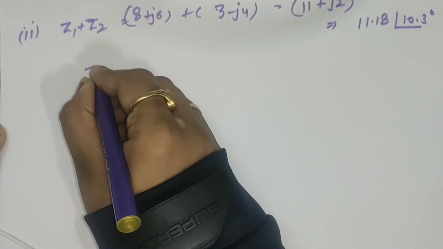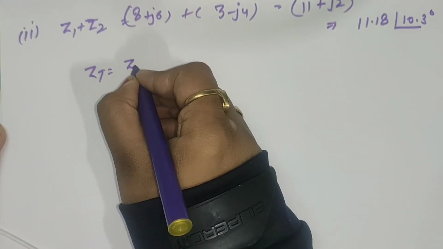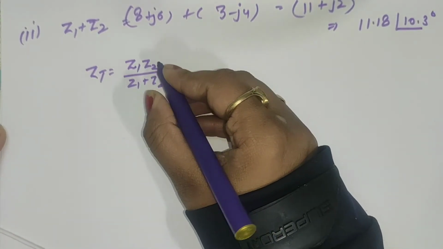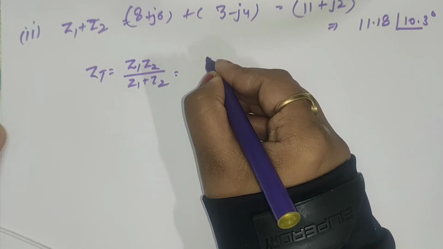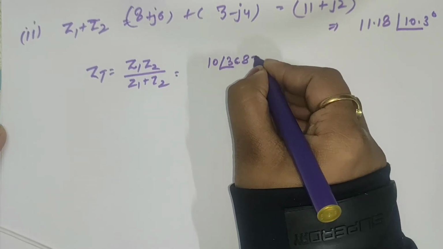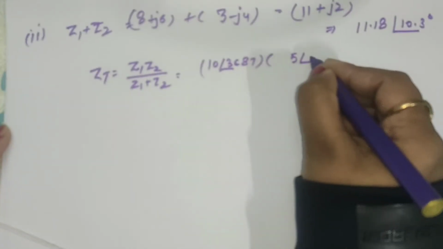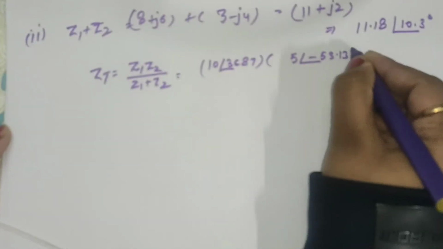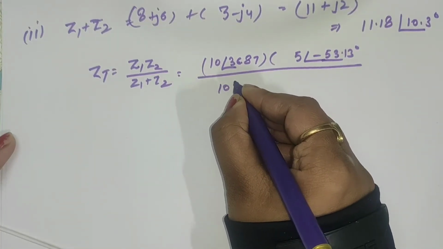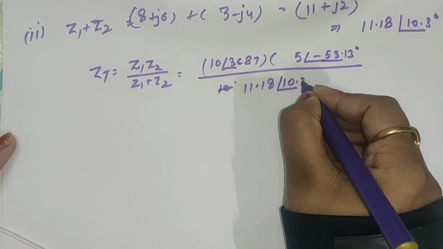10.3 degree. Okay, now Z total, because of the parallel combination, is multiplication upon addition: Z1 Z2 upon Z1 plus Z2. Here Z1 in polar form is 10 angle 36.87, into Z2 in polar form, that is 5 angle 53.13 degree, upon the addition of both, that is 11.18 angle 10.3 degree.